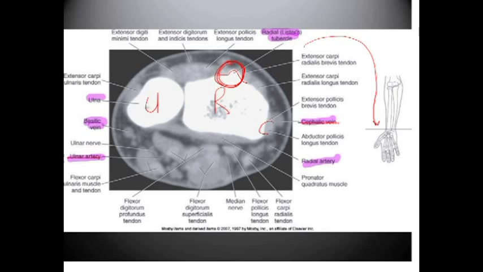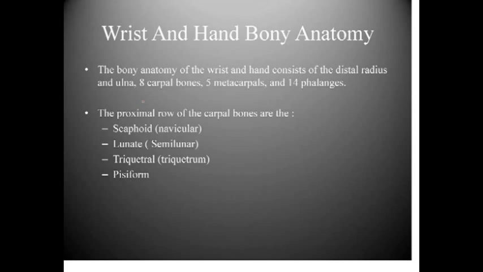The only thing we really need to be concerned with is the radial artery, which is here. We have all of these tendons here, and it becomes very tedious to actually identify each and every one of these tendons in terms of CT. This brings us to the wrist and hand.